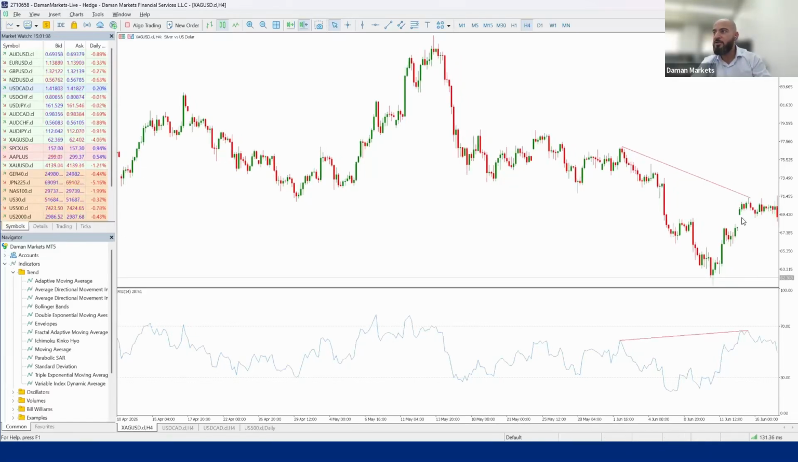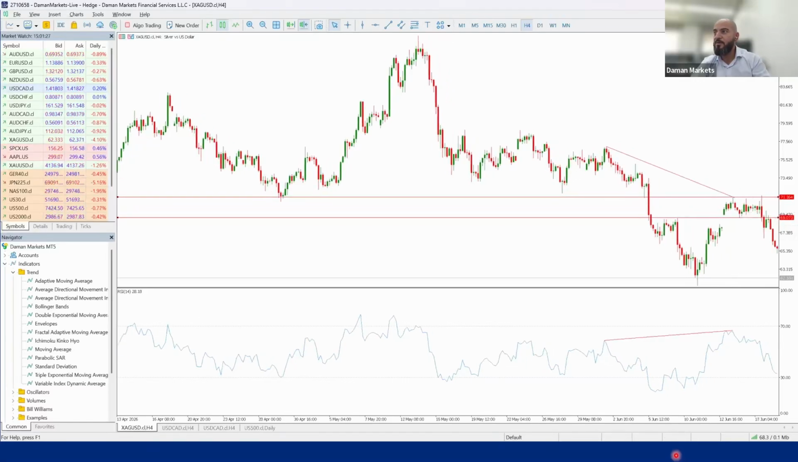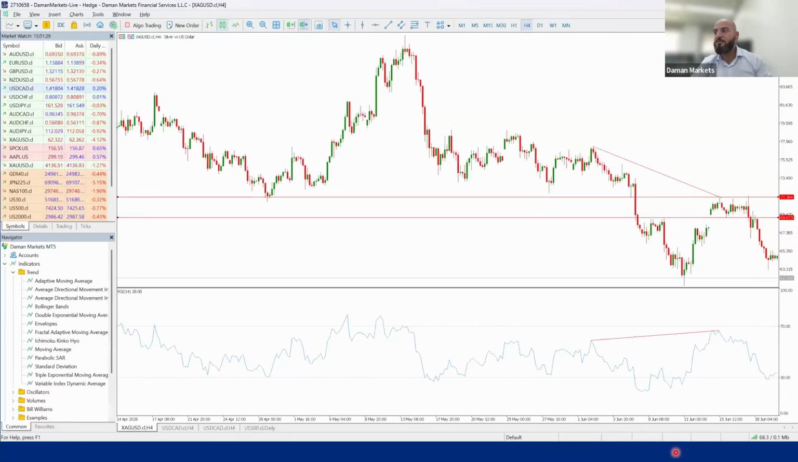And look at this consolidation zone between these tops and this bottom here. And look at this bearish candle. When it broke, what happened? Prices dropped. So the warning sign came from the hidden bearish divergence first.